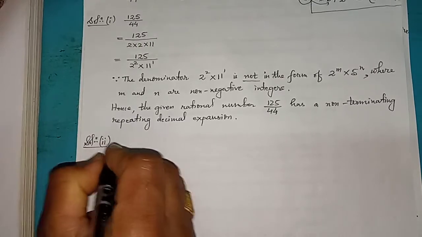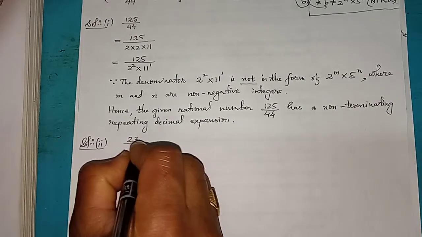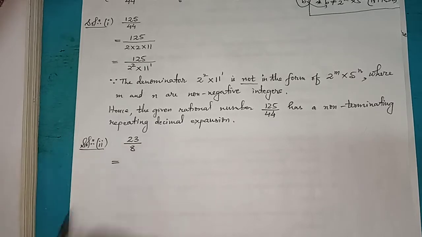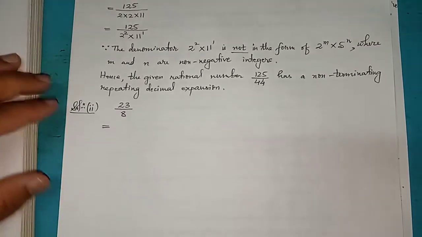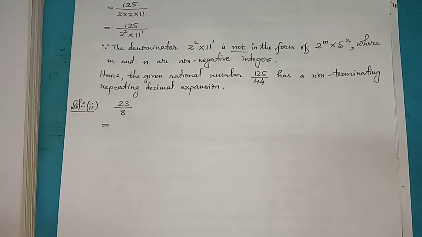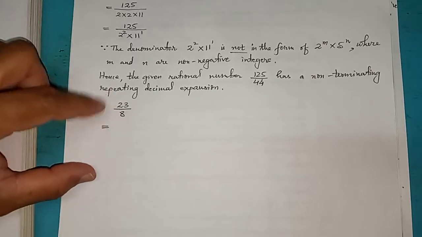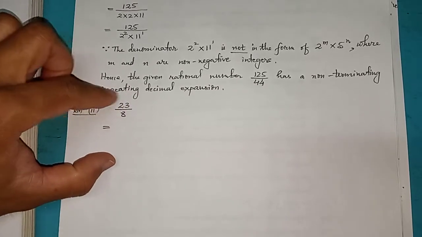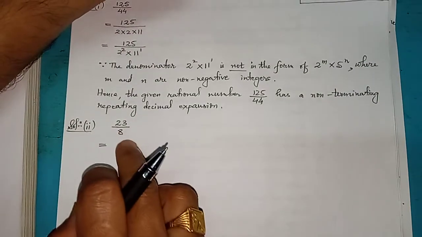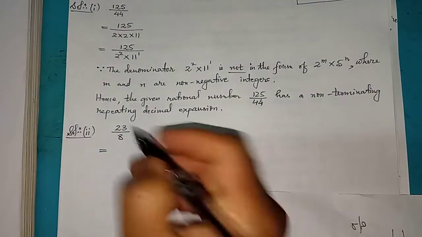So number 2 is given here, 23/8. Okay, so we start. First of all we have to check again whether this given rational number is already in the simplest form or not. Clear? To check whether this given rational number is in simplest form, we'll do the same thing. We'll think whether we can divide by the same number or not.